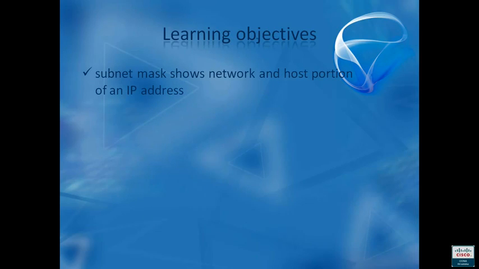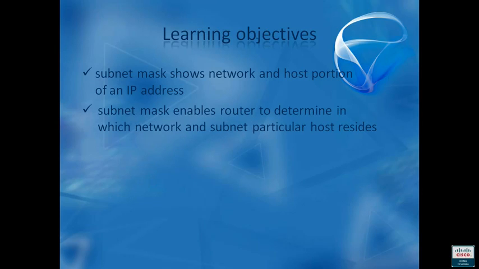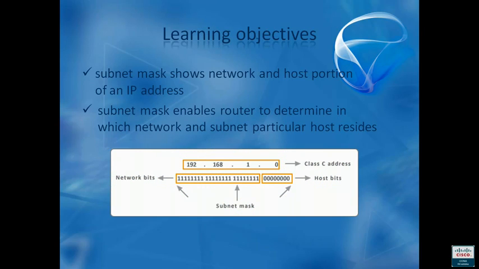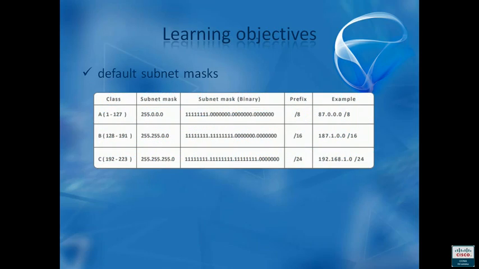Both the network and host portion of an IP address are shown using a subnet mask. A subnet mask enables routers to determine in which network and subnet a particular host resides. Inside a subnet mask, the network portion is presented using all ones and the host portion using all zeros. The default subnet mask of each class can be seen in the table. If we take a look at Class A, we can see that its default subnet mask is 255.0.0.0. That's because the first octet has all ones, and all ones give us the value of 255.